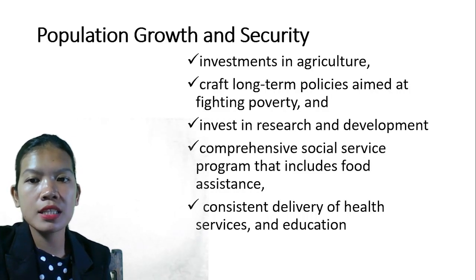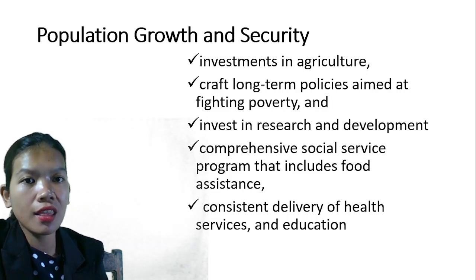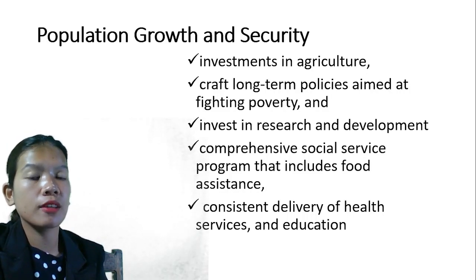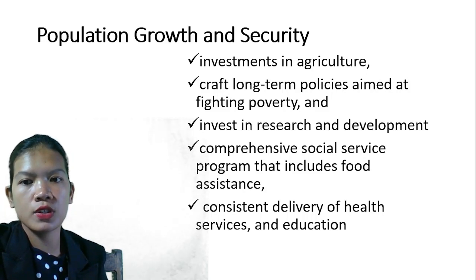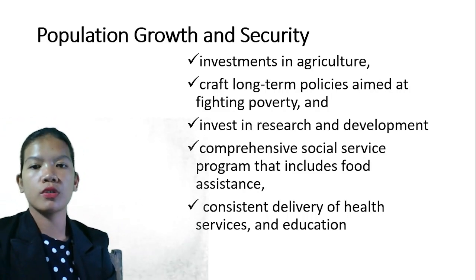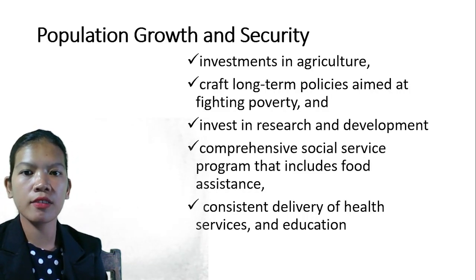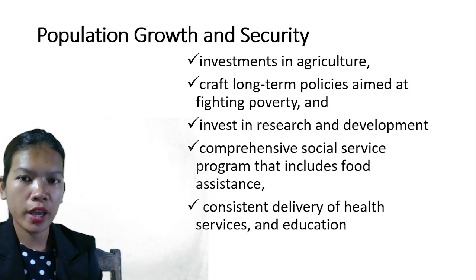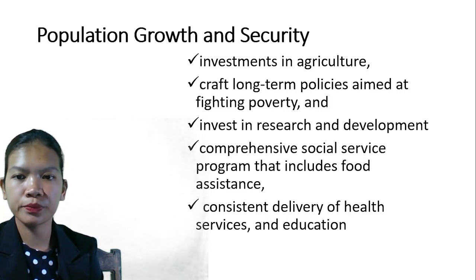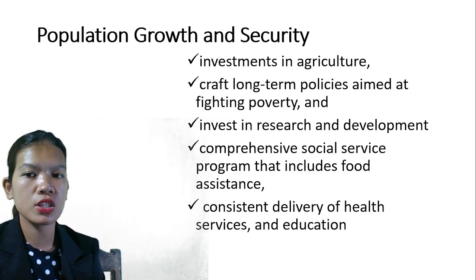Therefore, the FAO recommends that countries increase their investments in agriculture to feed the overpopulated countries, and craft long-term policies aimed at fighting poverty. That is why there are laws to offset overpopulation, and long-term policies aimed at fighting poverty. Like here in the Philippines, we have the 4Ps, to help those poor people who are in need and to lessen the poverty in our country. Aside from that, invest in research and development.